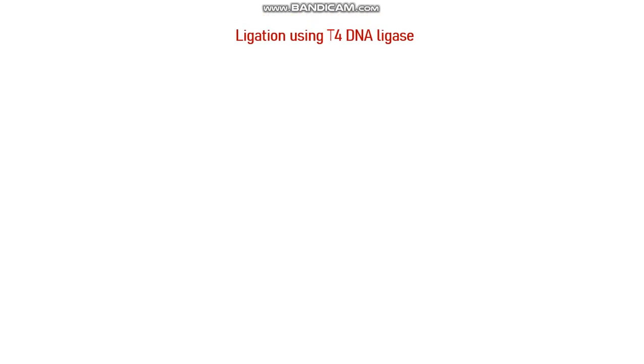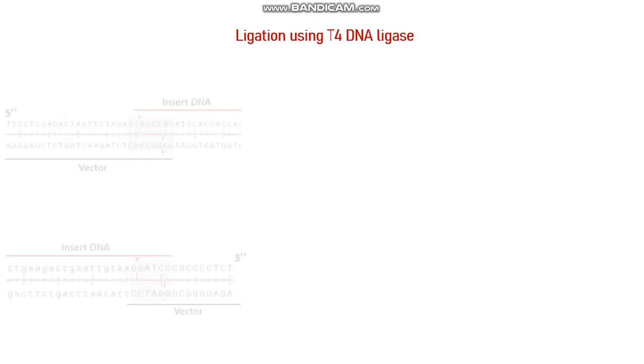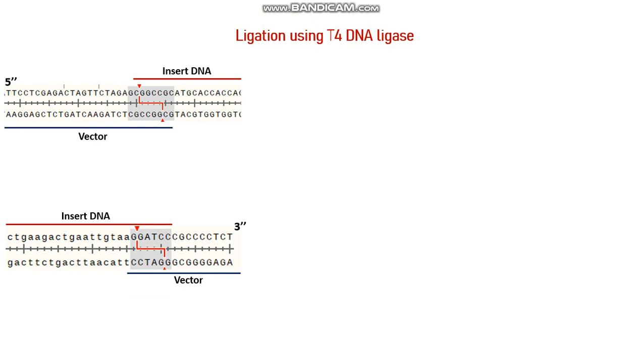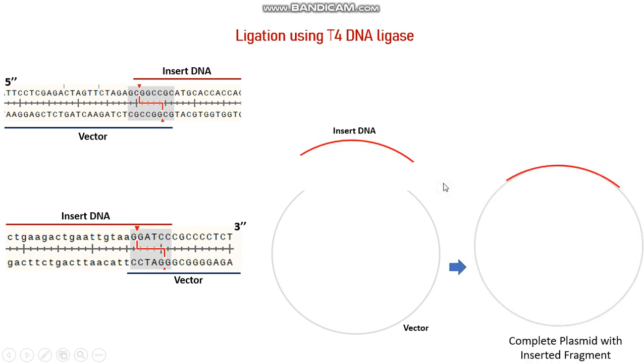Next is the ligation using T4 DNA ligase. This is the conventional method that we normally use. As I said before, for both the vector and the insert DNA fragment, you will get sticky ends. The insert DNA fragment will be inserted into the vector DNA and they will join together, and you will get the complete plasmid with the inserted fragment.